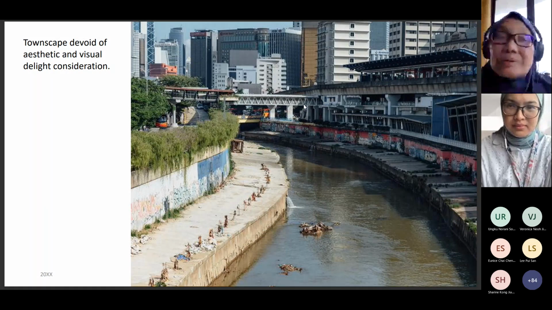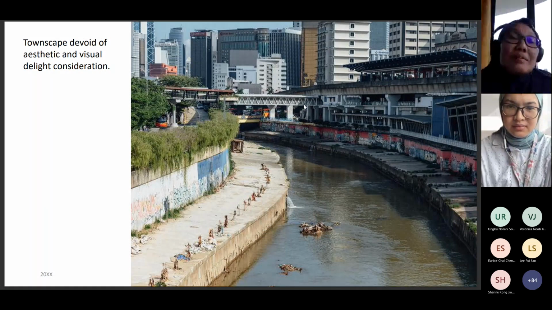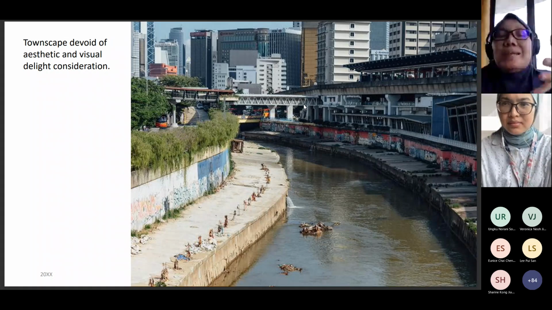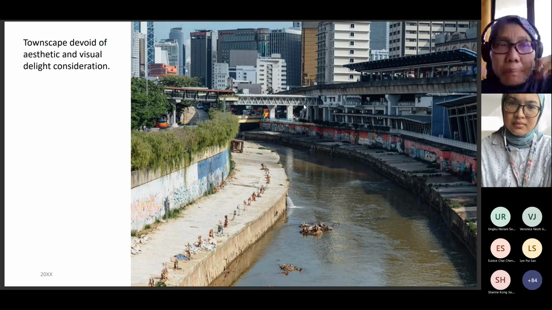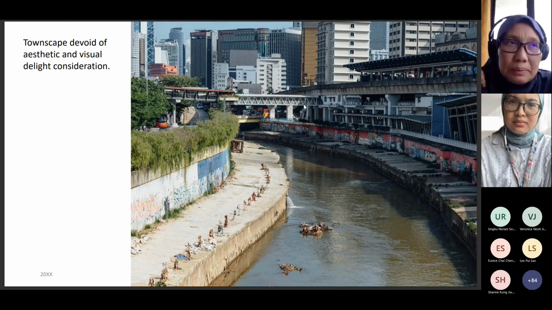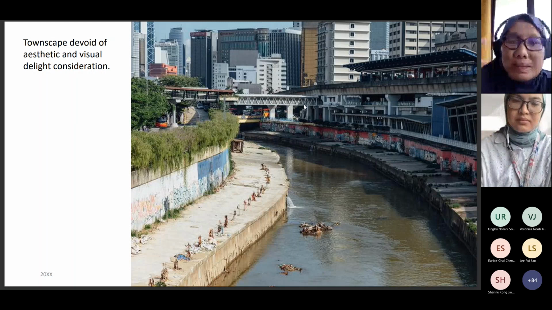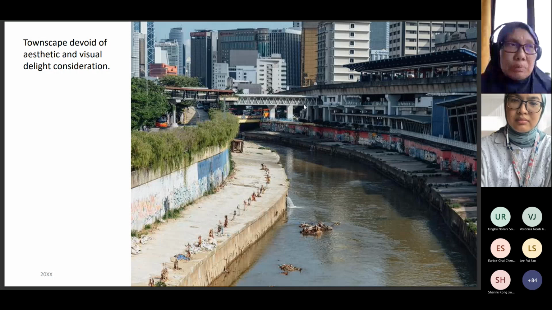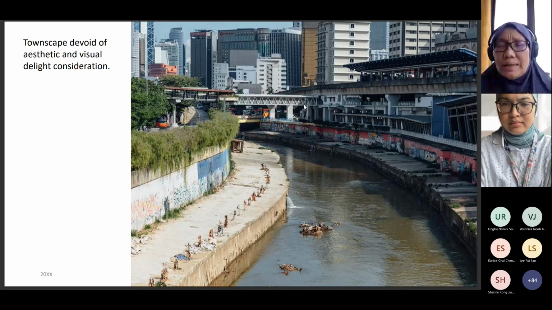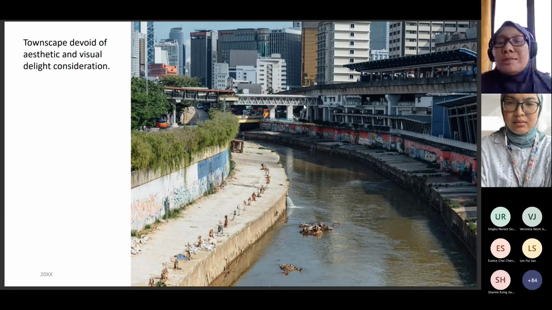Look what we've done to our rivers, our water bodies. We have a townscape devoid of aesthetic and visual delight consideration. We never see the river as part of the asset of a city that gives character to the place, that gives a sense of meaning. People are attracted to water because three quarters of our body is made of water. There is a natural affinity between humans and water. Everybody has this strong relation to water. And whenever you are designing something in a town where there is a water body, you should exploit it.